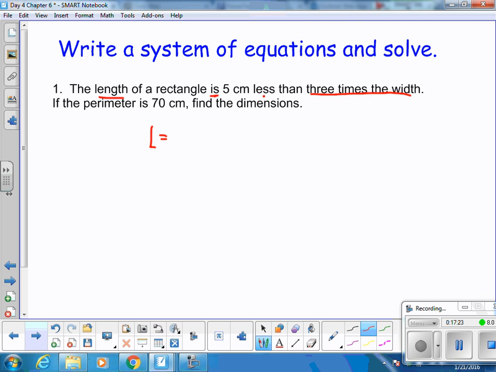So it's 3 times the width and 5 less than that. Okay, so the length is 5 less than 3 times the width. All right, so there we go. Let's look at this next piece.